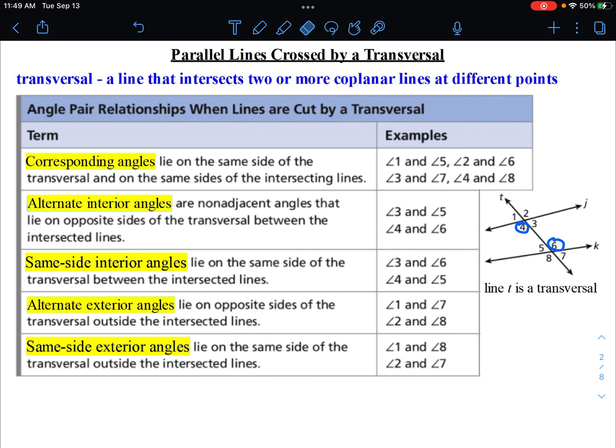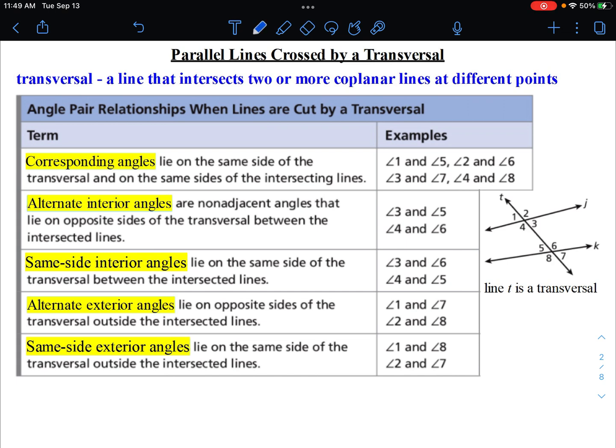They're non-adjacent, they're not next to each other. So don't pick out like angles 4 and 3 because that's actually a linear pair. Those are not alternate interior angles. Then you got same side interior, which would be like 4 and 5. They're on the same side of the transversal and in the interior.